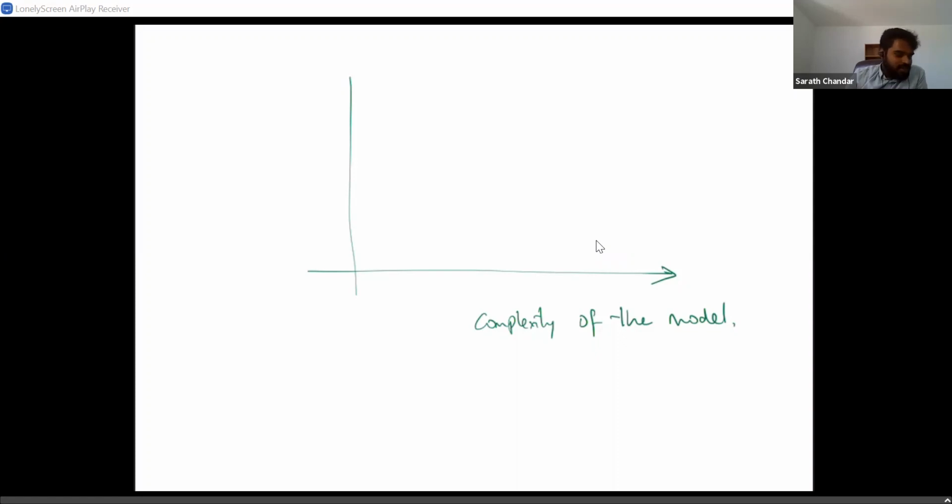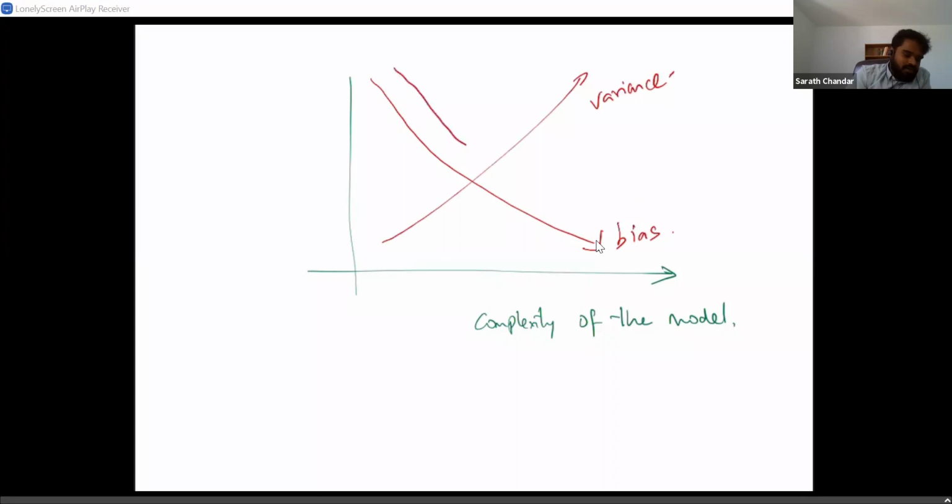The x-axis here is the complexity of the model. We started with k-nearest neighbor and linear regression, but we are going to discuss many more models in this course. As you go for more and more complex models, the bias of the model is going to reduce. On the other hand, the variance is going to increase. Remember that the error is a sum of these two things, so there is an optimal point.